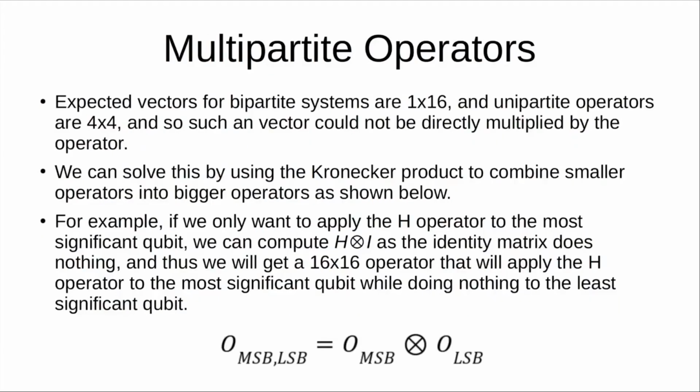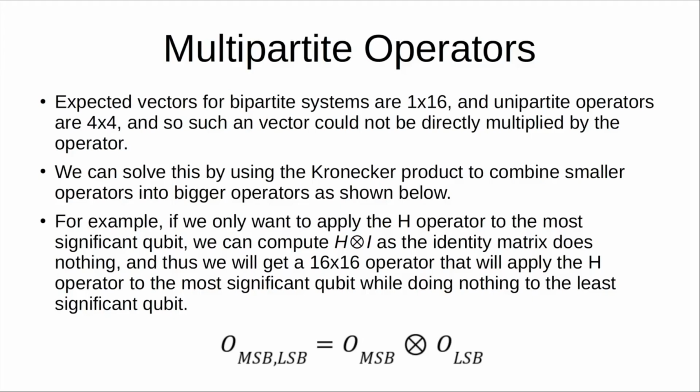So now let's talk about multipartite operators. If you have an expected vector for a bipartite system, meaning that you have 2 qubits, the vector will be of size 16. You can also think of a vector like a matrix, where the number of rows is 1, and the number of columns is the size of the vector. So this is specifically what is called a row vector. Now let's say you also have a unipartite operator, meaning an operator that applies to a single qubit that we've seen so far, like the x, y, z, and h operator. And those are matrices of size 4 by 4. And you can't multiply a 1 by 16 matrix by a 4 by 4 matrix.